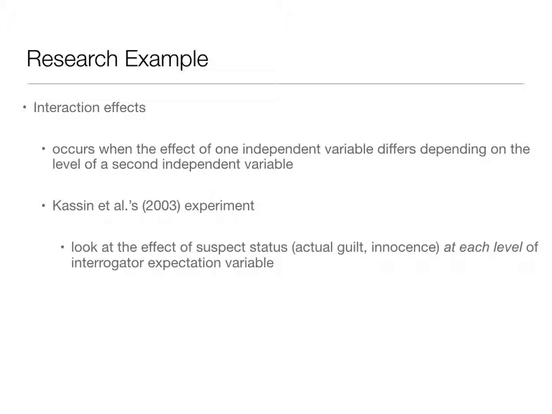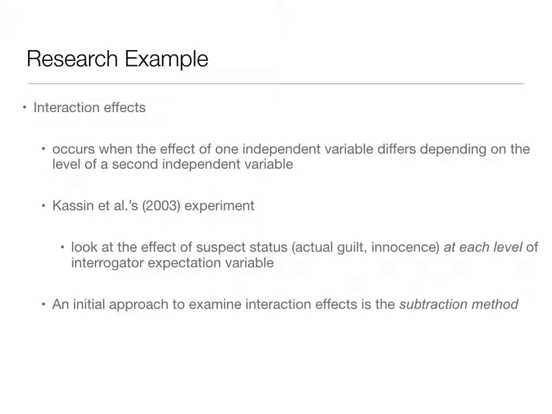So in the Casson study, they looked at the effect of suspect status, the 2 levels, actual guilt versus actual innocence, at each level of the interrogator expectation. You could flip that. You could look at the effect of interrogator expectation at each level of suspect status. It really doesn't matter which direction you're looking at, but we're looking to see if we're seeing the same things that we saw for actual guilt versus innocence at each level of interrogator expectation that we did when we collapsed across interrogator expectation.